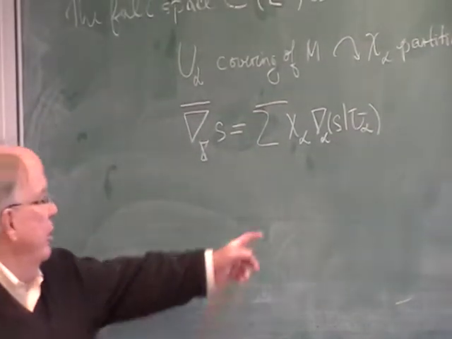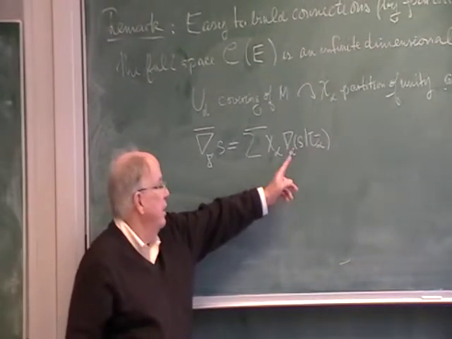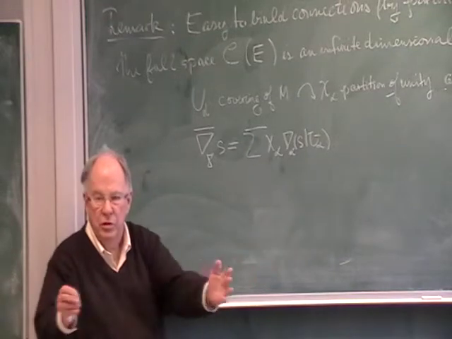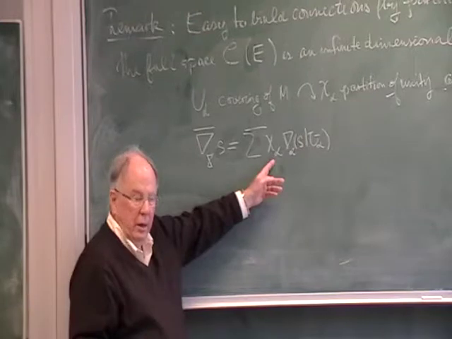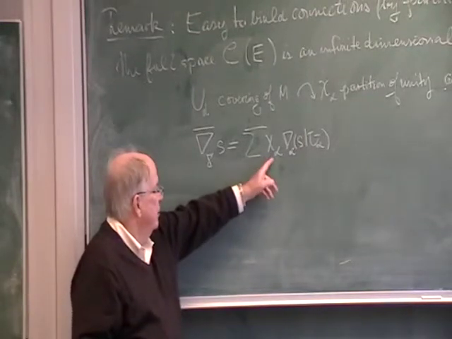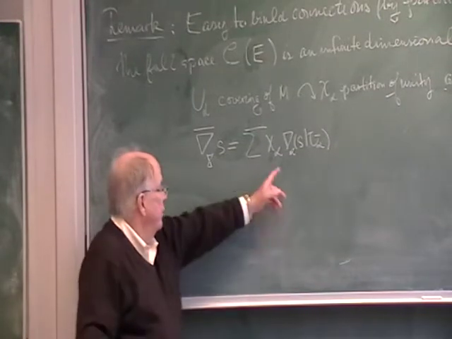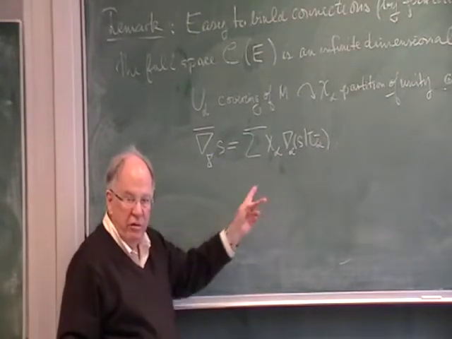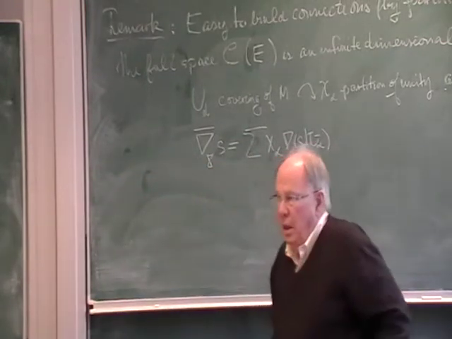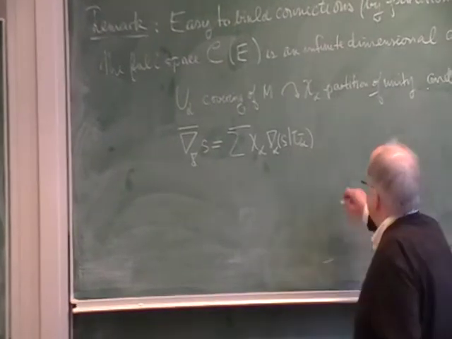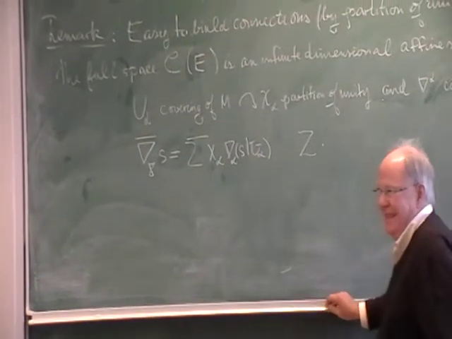So what's going on here on the right-hand side is nabla alpha of something on U alpha. So I restrict that, and of course with a section you could just restrict it. And now I multiply, that's okay. And now this terminology here means I extend that by zero to the full manifold. So that thing's globally defined, so that everything here is defined, and you check it's a connection.